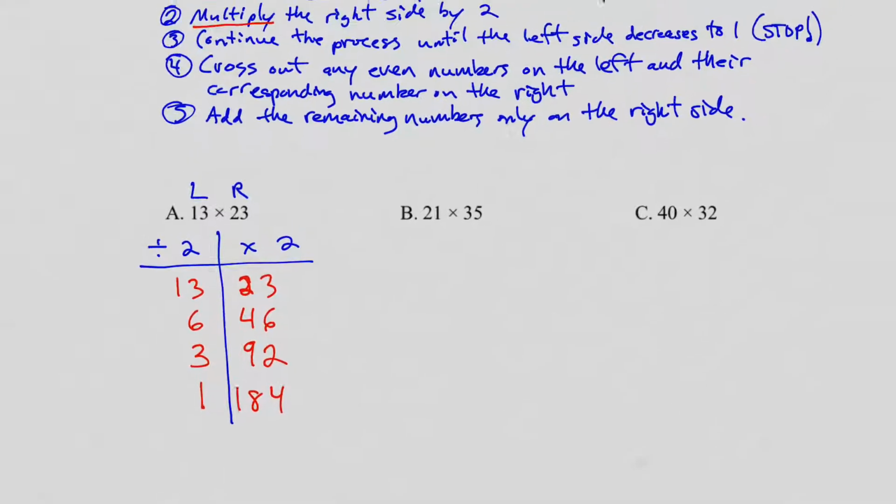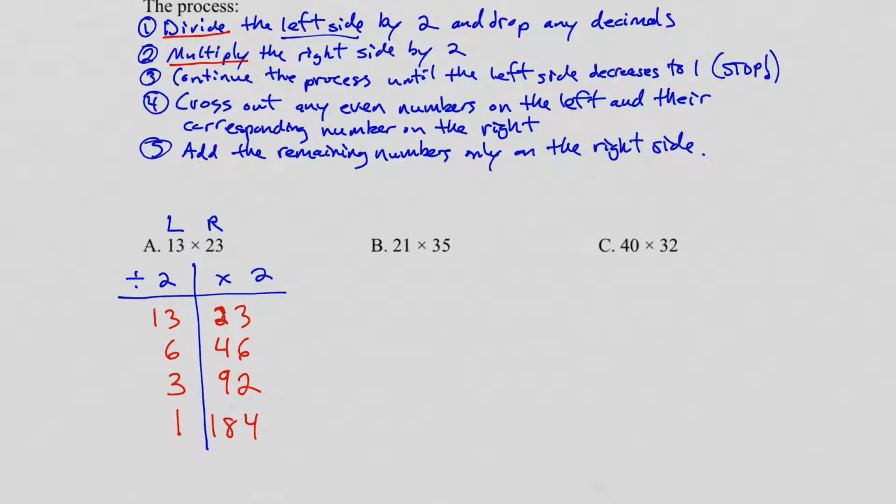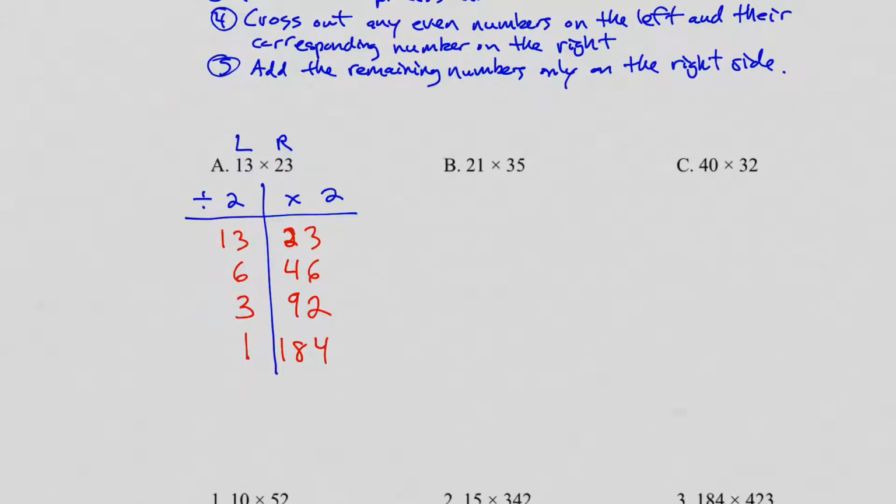So far, we just did steps 1 and 2, and then step 3 said to do that over and over again, which we did, until you get to 1 on the left. And so we stop right here. Once we stop the process, now we go to step 4, which was to cross out any even numbers on the left side and their corresponding number on the right. So the only number in the left column that is even is 6. So 6 is going to get crossed out along with its corresponding number on the right. Okay, so that is step 4.